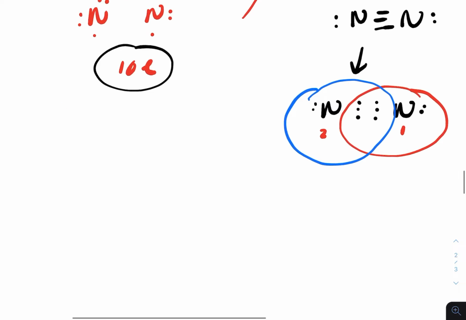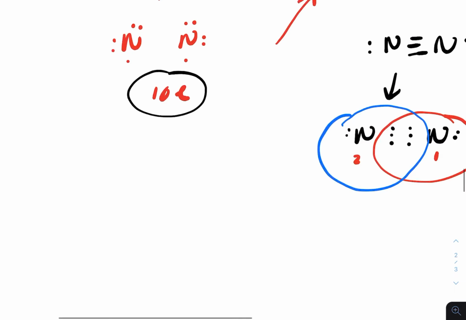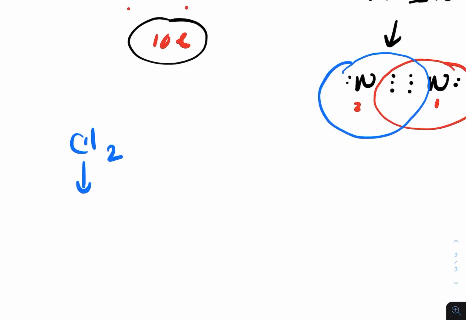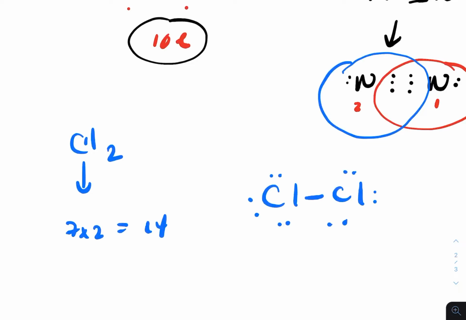So basically, if I were to do Cl2, we know that chlorine is in group 7, so it has 7 valence electrons. So 7 times 2, that's 14. So in that dash formula, we need to keep in mind that we have to keep 14. So it is 2, 4, 6, 8, 10, 12, 14.